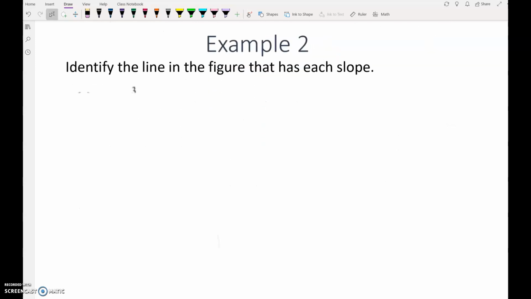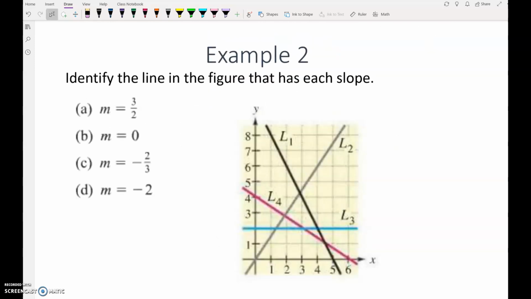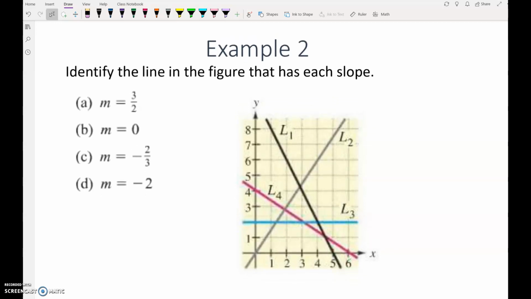Moving right along. You have a picture on the next slide. It's a little bit more colorful on my screen. You need to identify which line has each slope. So take a moment and see if you can match each slope to the appropriate line.